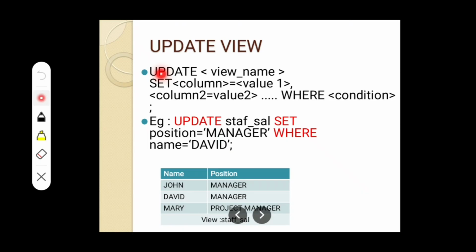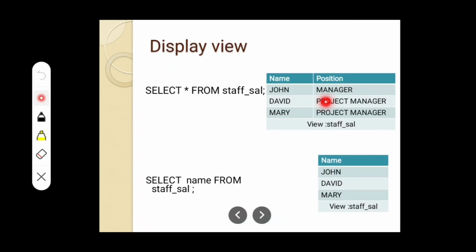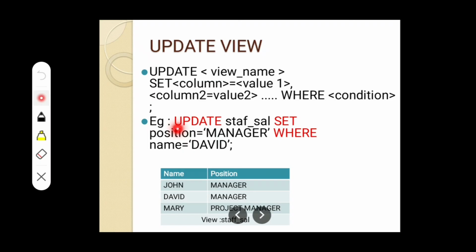Now, update view. I have told that if you have any modification we can do it using the update command. So what is the syntax? This is the syntax: update view name, that is, after update comes the name of the view, set column equal to value1, column equal to value2, where condition. Suppose I want to update the position of David to manager in the view.